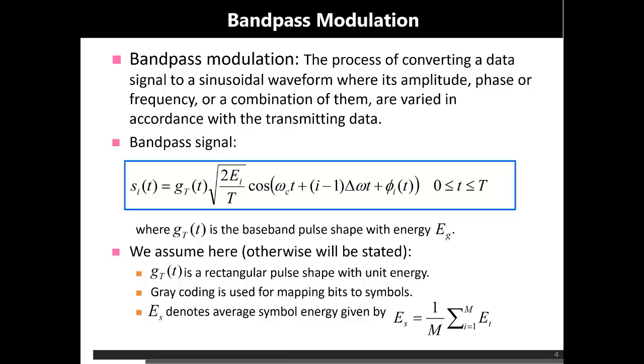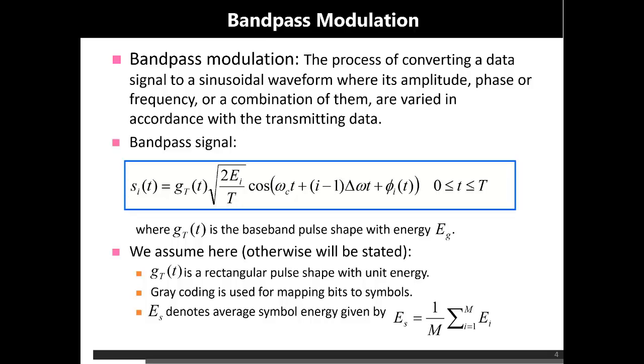So formally, the definition of bandpass modulation will be the process of converting a data signal to a sinusoidal waveform where its amplitude, phase, or frequency, or a combination of them, are varied in accordance with the transmitting data or baseband data. So we will be changing the amplitude, frequency, or phase, or a combination of these three characteristics to convert the baseband data into passband, and actually we will be mounting the information that was contained in the transmitting data into the carrier.